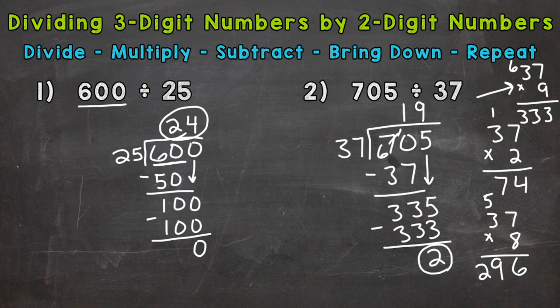The answer didn't work out to be a perfect whole number there. We have something left over. So our answer is 19, remainder 2. So you can see why number 2 is a little more challenging. 37 is a more difficult number to work with than 25. So we needed to use some estimate and check strategies there in order to get to our final answer.